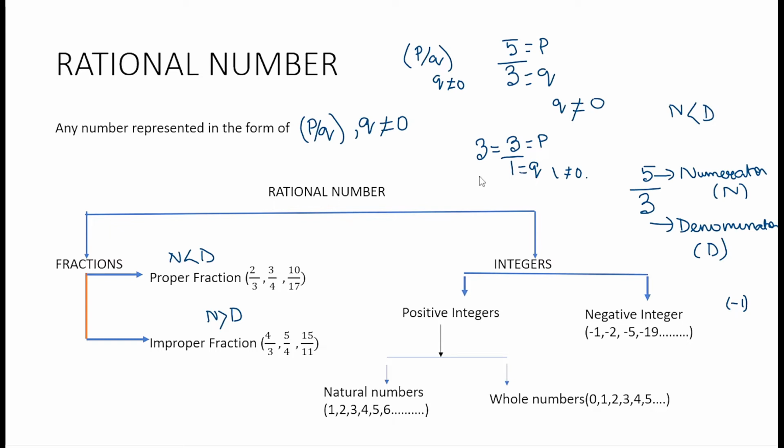Let me take an example like 0. 0 is a whole number, right? So 0 I can write as 0 by 1, or 0 by 100 also I can take. Any number, 0 by any number gives me 0 itself. So 1 is not equal to 0, 100 is not equal to 0. Both of them take the form of p by q. So from that we can say that the entire set of integers are also rational numbers.